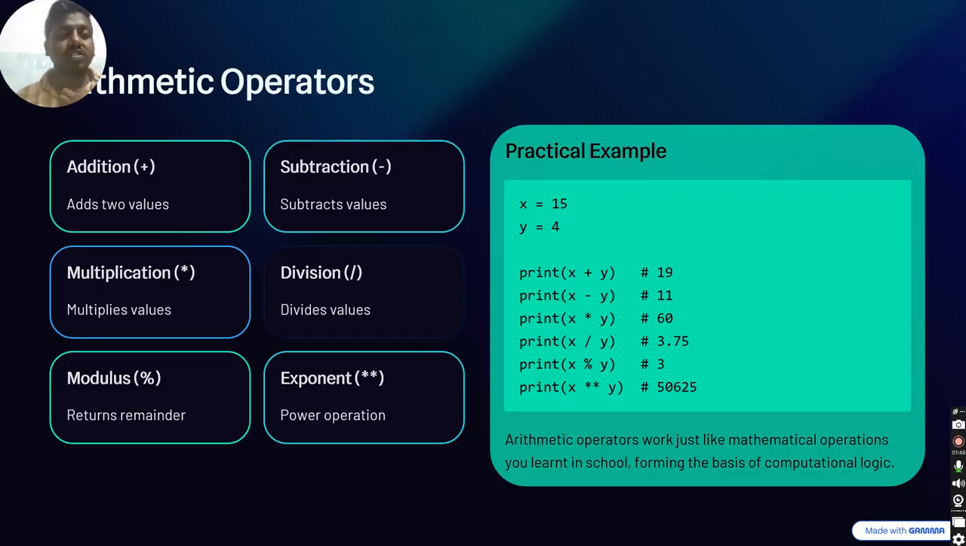So let us discuss arithmetic operators first, which include addition, subtraction, multiplication, division, modulus, and exponentiation. Addition is to add two values. Here you can see x equals 15 and y equals 4. x plus y gives 19, x minus y gives 11, x star y gives 60, x by y gives 3.75, x modulus y gives 3, and x exponentiation y gives 50625. So these are examples of the arithmetic operators.